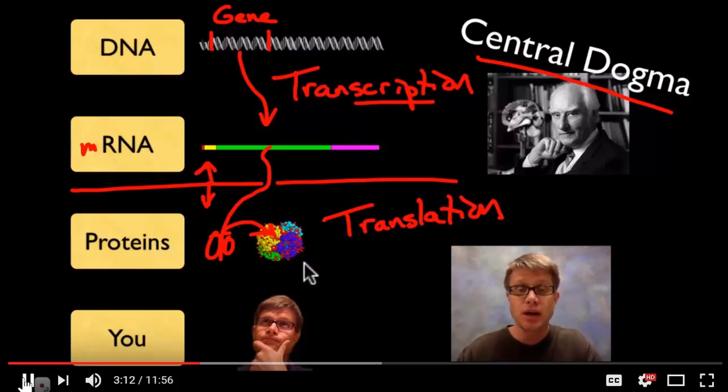Now, what does that protein make? That protein makes you. In other words, you're made up of a bunch of different proteins. Where's the recipe book for the proteins inside you? That's going to be in the DNA in the nucleus of every one of your cells.